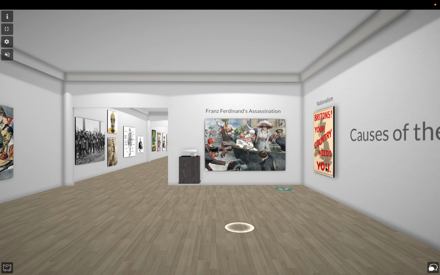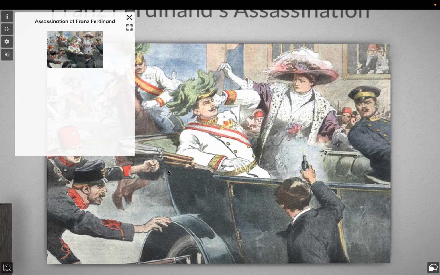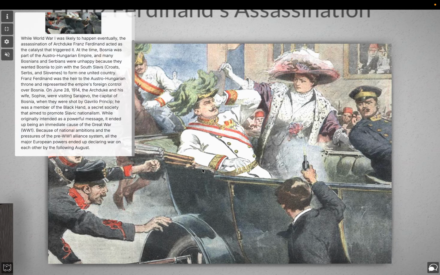So this was the most immediate cause of the war, which was Franz Ferdinand's assassination. This was the gun used to kill him. It was a Browning gun. I don't know the exact model off the top of my head, but it was a very old pistol. Why was he killed and why was it so important? I'll tell you why it's so important later.